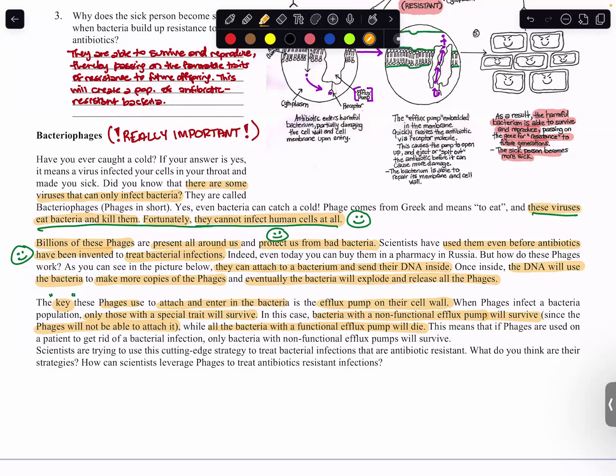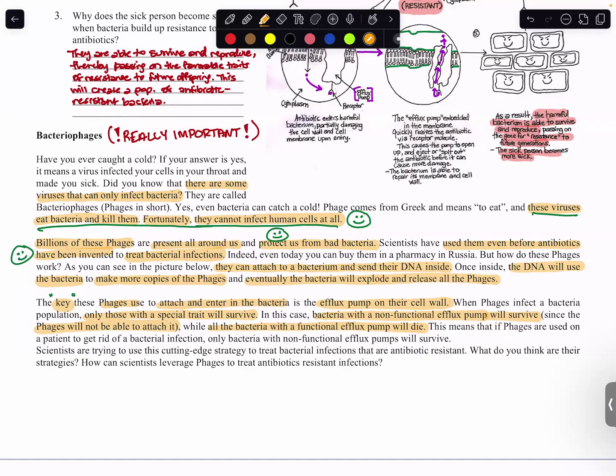But if the bacteria doesn't have an efflux pump, then the viruses are like, oh man, I can't gain entry. I can't attach to it. I can't kill it. But what can kill it if they don't have an efflux pump to protect them is an antibiotic.